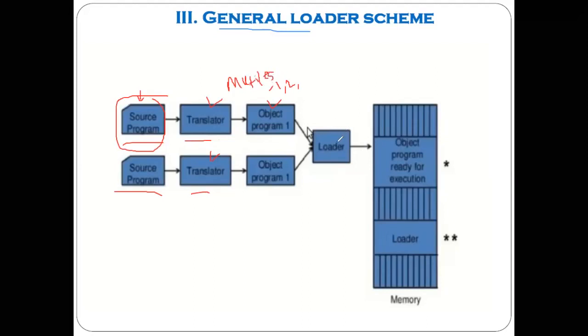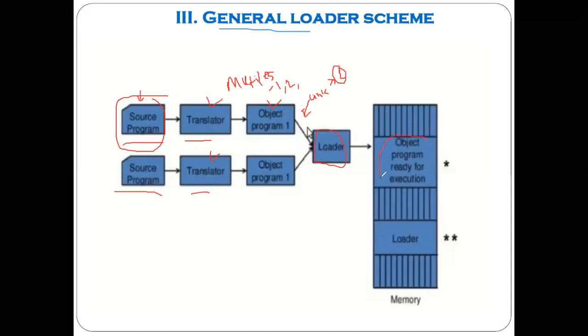These multiple object files have to be loaded by the loader into the main memory. Before the loader, another system program is utilized that is called a linker, which we will see in the next lecture. These multiple object programs are linked together by the linker, which creates one single executable file, and that single executable file is loaded by the loader. So the loader has to take these object programs or object modules and load them into the main memory.